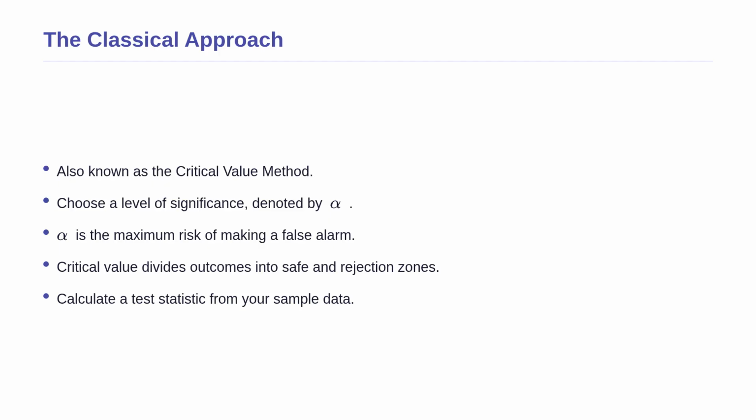The classical approach, also known as the critical value method, is the traditional way to make decisions. You start by choosing a level of significance, denoted by the Greek letter alpha. This alpha represents the maximum risk you are willing to take of making a false alarm, meaning rejecting a true default assumption. Based on this risk, you find a critical value, which acts as a strict border, dividing all possible outcomes into a safe zone and a rejection zone, formally called the critical region. You then calculate a test statistic from your data to see where it lands.